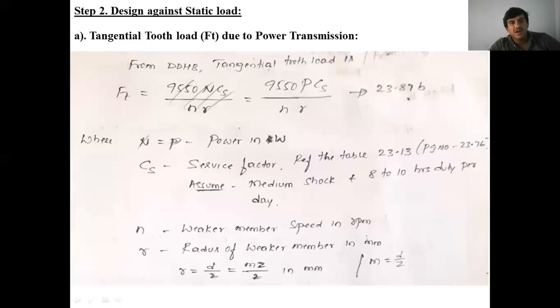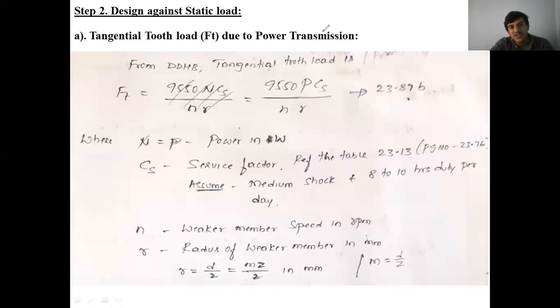Okay. Now we go for the second step, design against static load. It means whatever the load acting on the member, the magnitude and direction of the load do not change with respect to time. Or it may be steady load, meaning the velocity at which the gears are rotating is constant. Steady load is also called static load. Once you go for design against static load, first you have to determine the tangential tooth load due to power transmission.